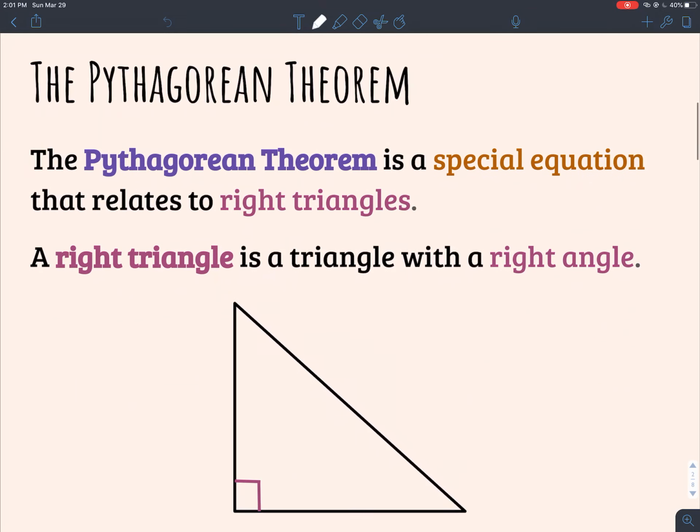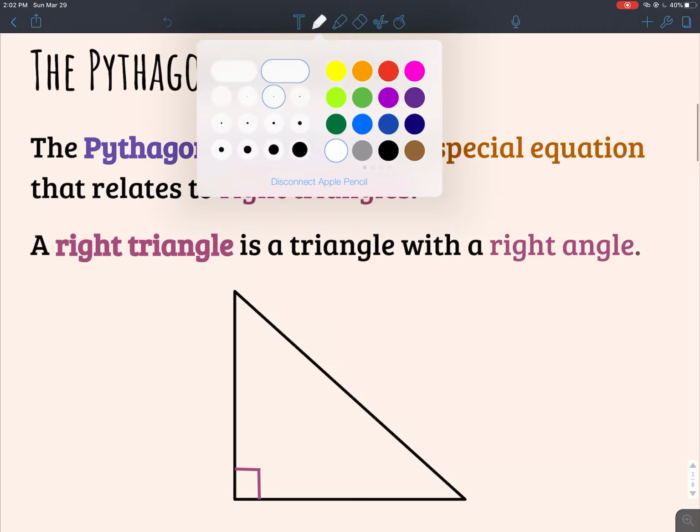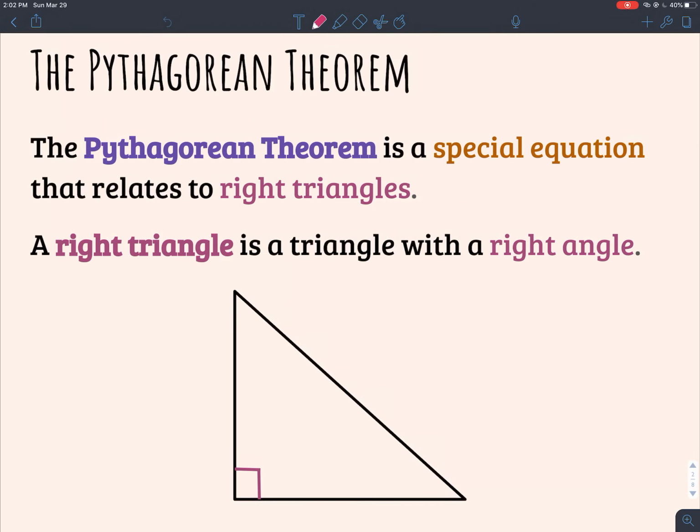So a couple of things I want to talk about with you guys is what is the Pythagorean Theorem. It is a special equation that relates to right triangles. And a right triangle is a triangle with a right angle. I think I've mentioned this in class before, but just to go over it, the right angle is a 90-degree angle, and it's going to be pretty much the bottom left of our diagram in this case.